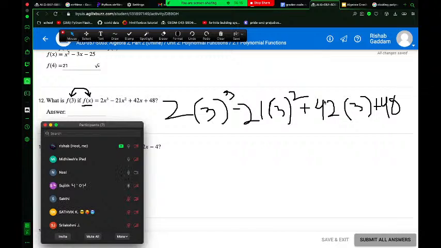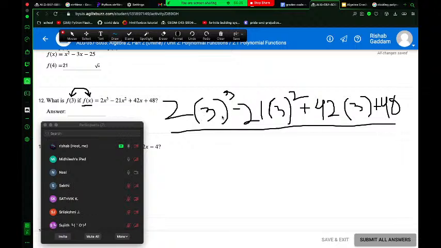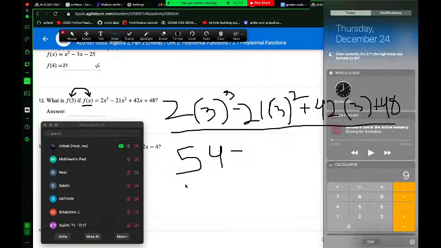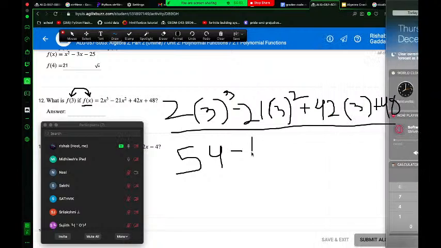I still need help. Okay, so did you get this far? Yes, I got that far. Okay, so what you do next is you have to do 3 to the power of 3. That's 27, and then you multiply that by 2 because the problem says so. 27 times 2 is 54. Minus 21 times 3 to the power of 2. 3 to the power of 2 is 9. 9 times 21 is 189.